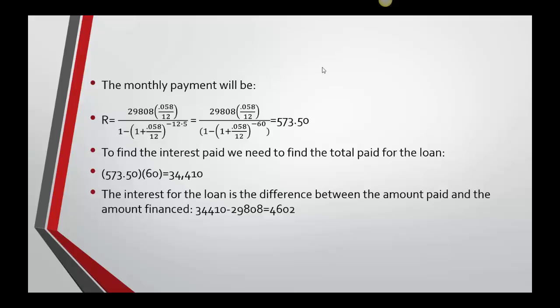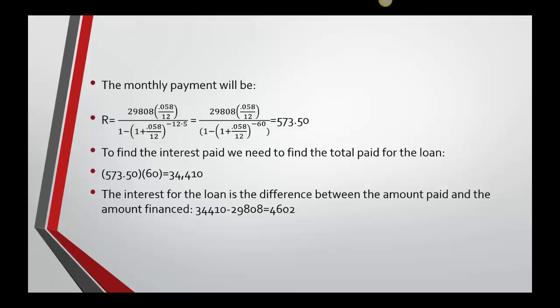So again, I added in the parentheses, and I switched the 12 times 5 into 60, and I found out he's going to pay $573.50 a month. All right, so there's our monthly payment. To find out the interest paid in total, we need to know the amount paid in total. So I'm going to take this $573.50 that is paid every month, multiply it by the number of months paid, and it comes out to $34,410.